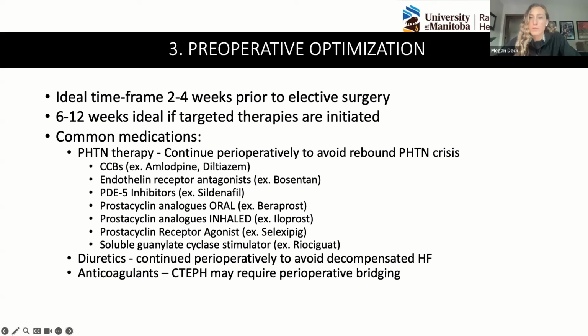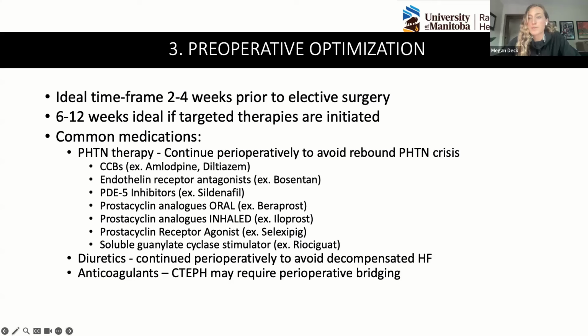So in terms of preoperative optimization, 2 to 4 weeks before surgery is a reasonable time frame for a patient to be seen to determine which components of risk stratification will be relevant at the time of surgery. In addition to risk stratification and disease optimization, perioperative medication management is a cornerstone of seeing these patients.